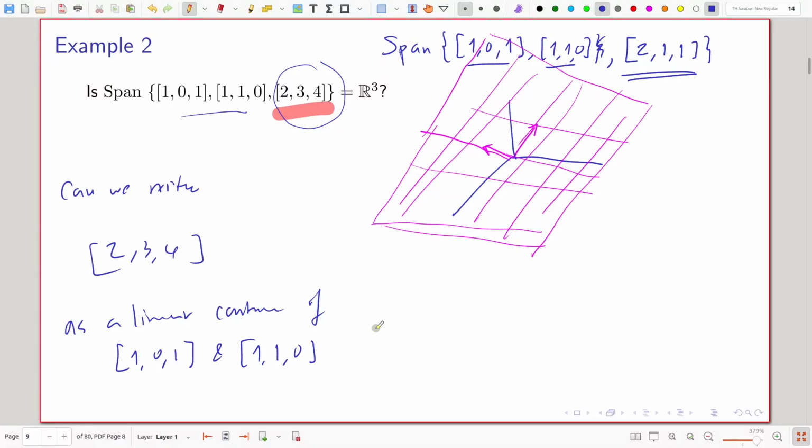One way to look at this is, if you look at the last coordinate, only the first vector has a non-zero component there. So if you want to get 4 here, you need 4 units of the first vector, so you need 4 times (1, 0, 1) to ensure that you get 4 here. And if you look at the second coordinate, which is 3, to get 3 here you need 3 units of that.